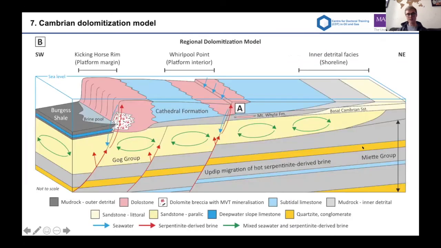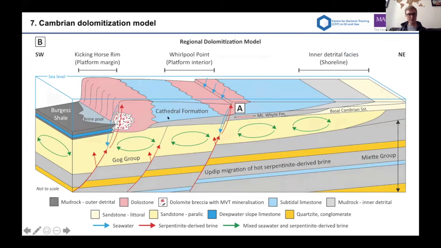So in terms of the dolomitization model for the Cambrian, this is what we propose was happening: you had this updip migration of hot serpentinite-derived brines. You had descending cooler seawater. You also had fluid circulation and regional scale migration within the GOG group as well.